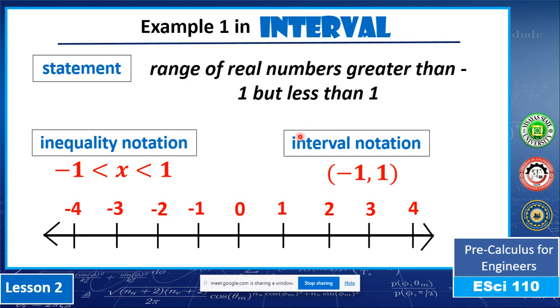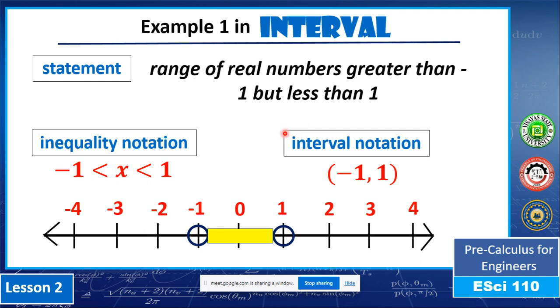If we're going to plot this, just locate the two values. -1 is hollow since it is an open interval. Then we have 1, still hollow, and then highlight the portion that is between -1 and 1.